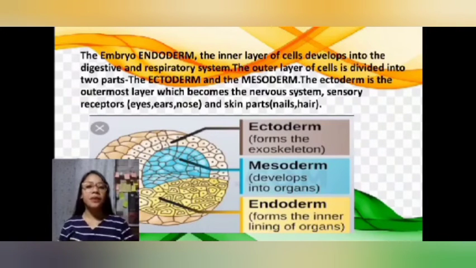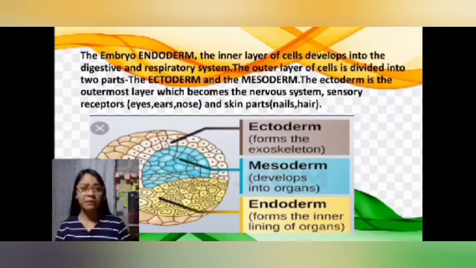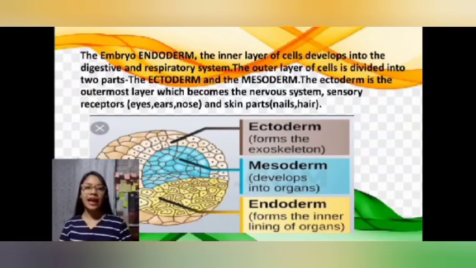So let's proceed to the 3 primary germ tissues. The ectoderm forms the exoskeleton, mesoderm develops into organs, and endoderm forms the inner lining of organs. The embryo's endoderm, the inner layer of cells, develops into the digestive and respiratory systems. The outer layer of cells is divided into two parts, the ectoderm and the mesoderm. The ectoderm is the outermost layer, which becomes the nervous system, sensory receptors, eyes, ears, and nose. Also the skin parts, which are nails and hair.